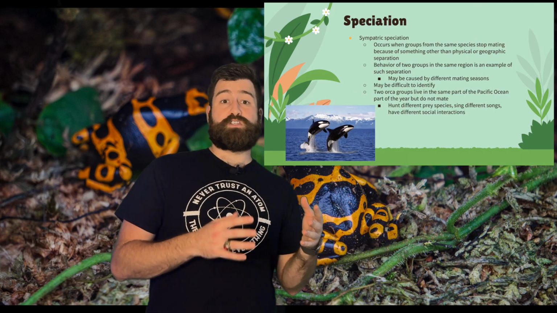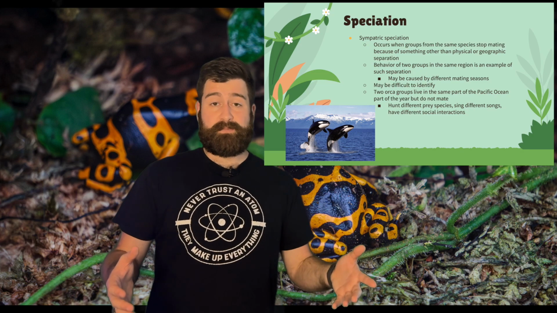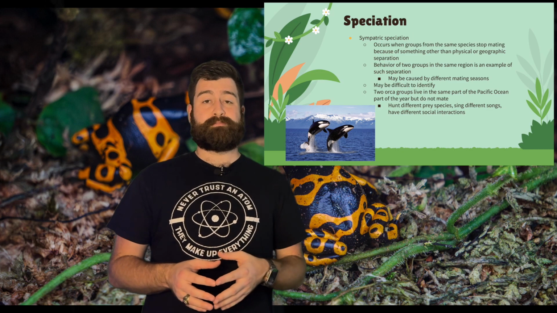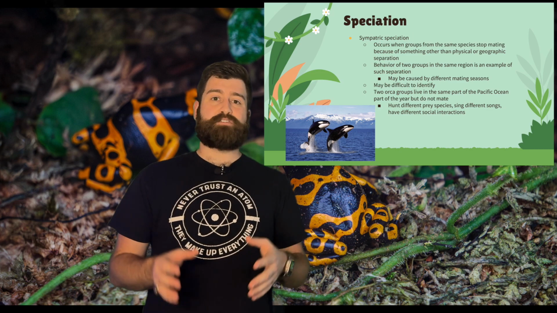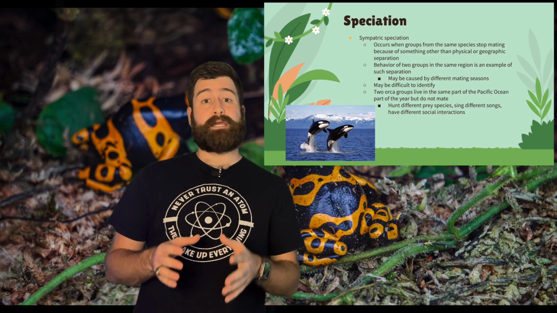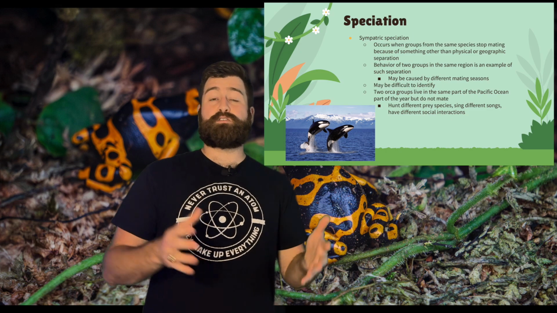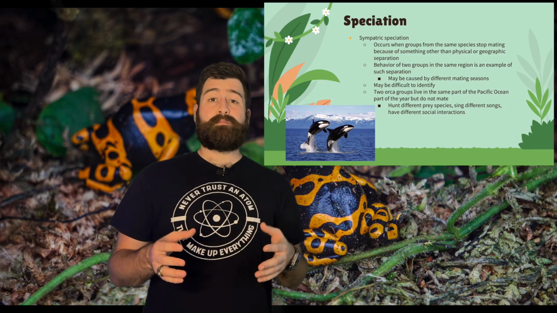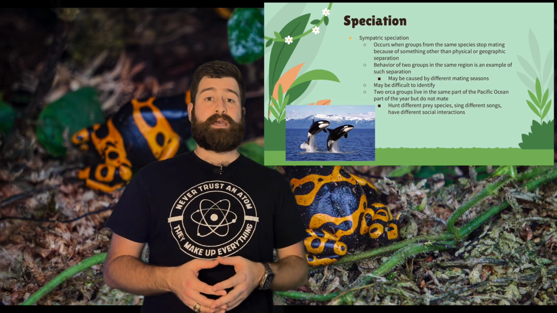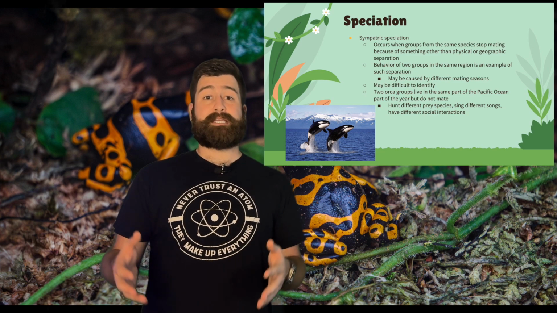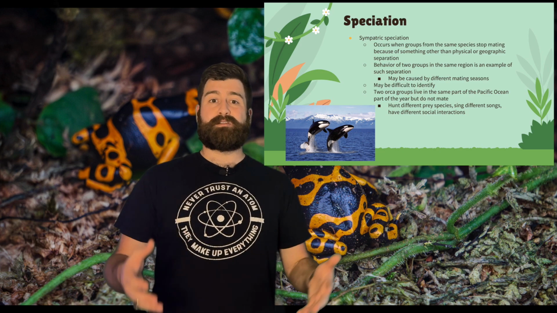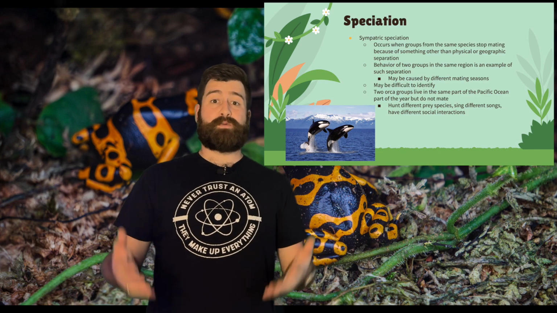Now that we've talked about geographic isolation or allopatric speciation, let's talk about isolation without physical separation. And this is also known as sympatric speciation. This occurs when groups from the same species stop mating because of something other than physical or geographic separation. Differing behaviors of two groups in the same region is an example of such separation. And this may be caused by different mating seasons. Since this isn't based on something as definitive as being in a different location, it can be difficult to identify.